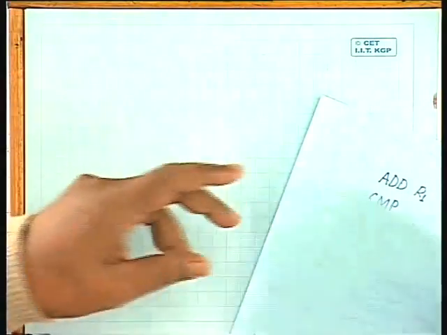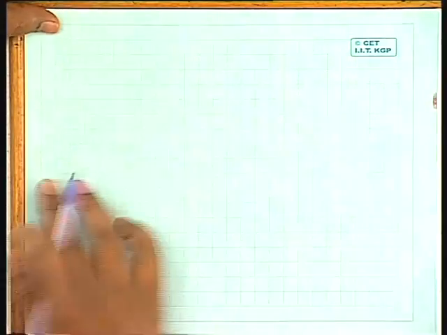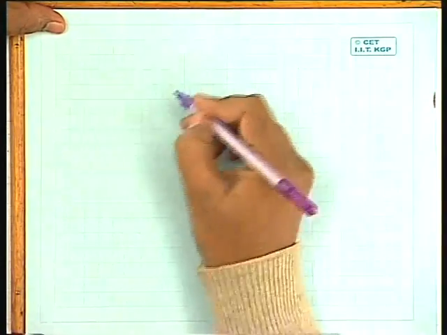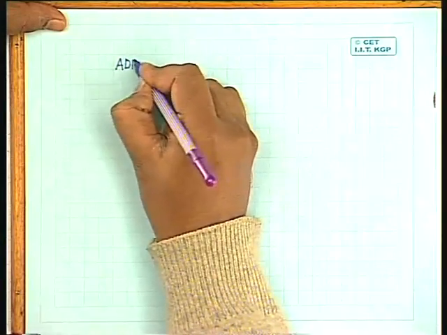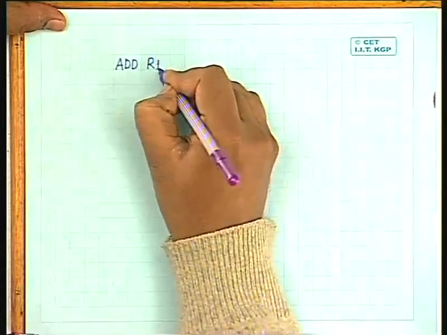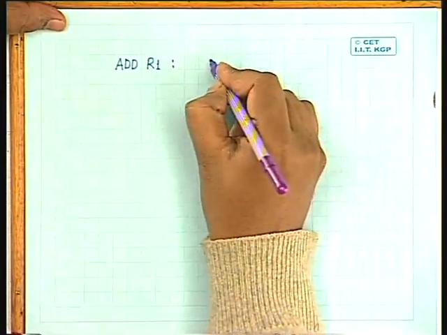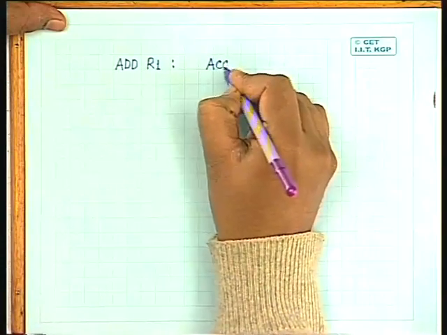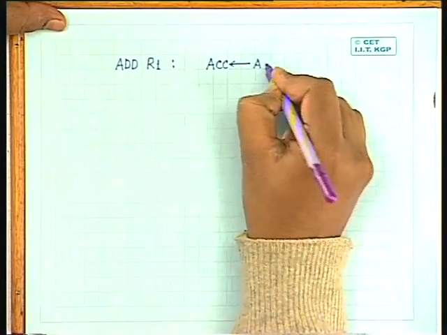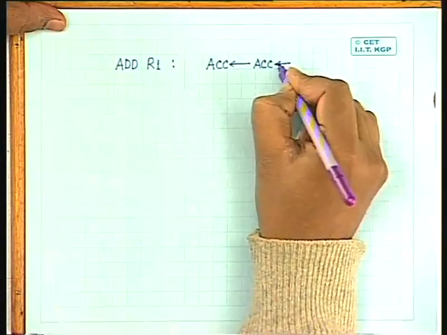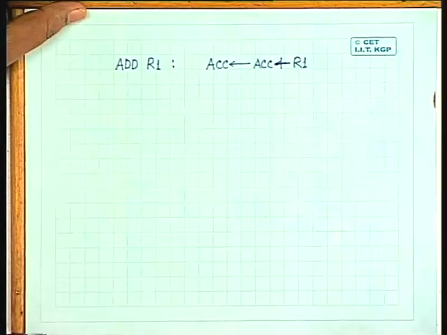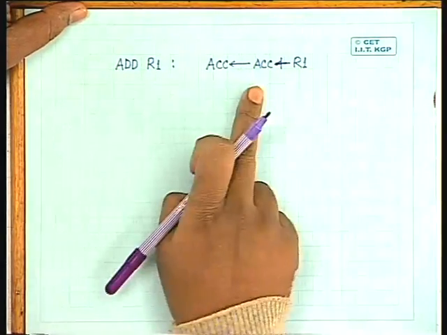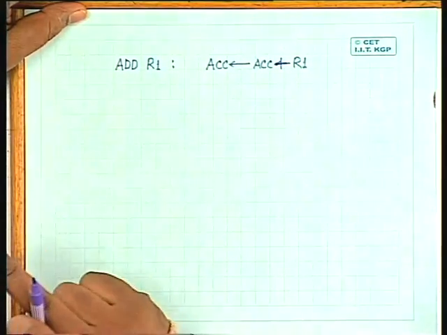Let me consider the first instruction, say ADD R1. What we have to do for addition of R1. So the instruction that I am considering is the instruction ADD R1. Okay? And we know that this is performing a function of adding the content of the accumulator with register R1, and the result goes to the accumulator, where the accumulator is the destination address. Okay?